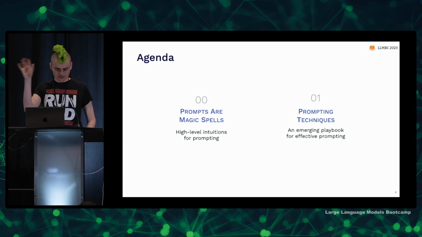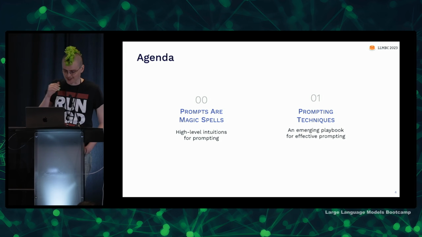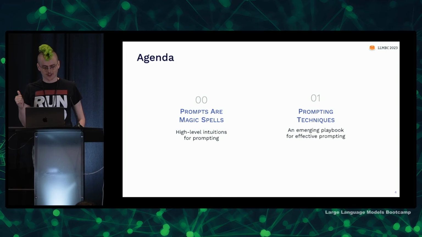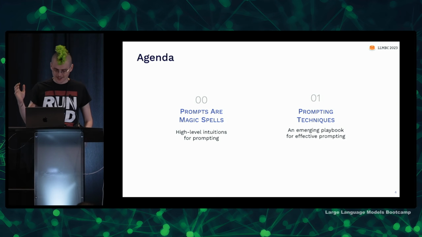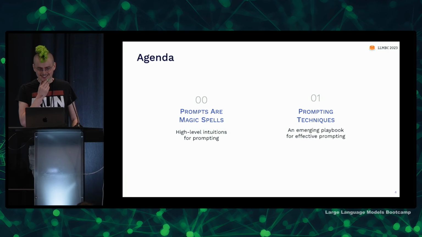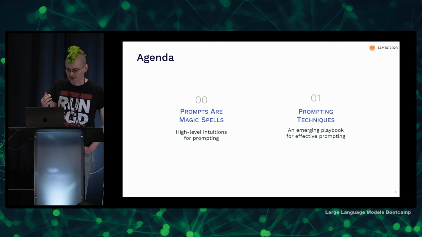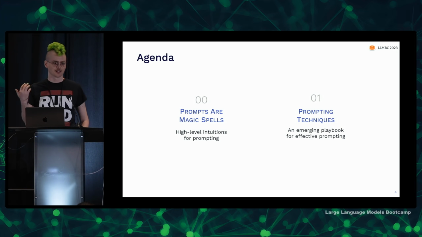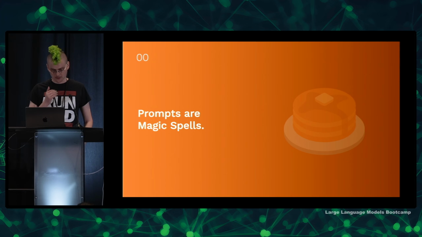There are just two components to this talk, the simplest agenda of all the talks. First is some high-level intuitions for prompting, and I'm going to present the idea that prompts are magic spells. And then to get a little more specific, I'm going to talk about the emerging playbook for effective prompting, a collection of prompting techniques, ways to get language models to do what you want.